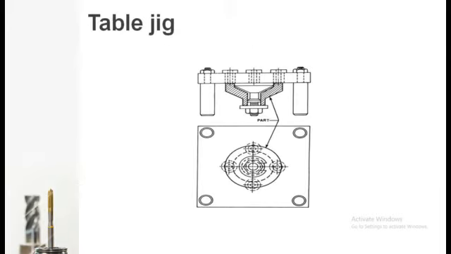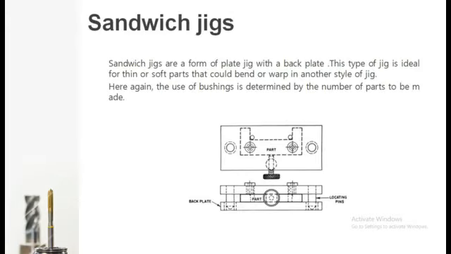Next type is the table jig. A table jig is nothing but, as you can simply see from the construction itself, there is a leg-like structure present at the bottom, and the jig bracket is present above, and where you require to drill holes in the workpiece, you can see the bushings are placed, so that one can accurately place the workpiece below, clamp the workpiece, and then accurately drill the holes at the desired location.